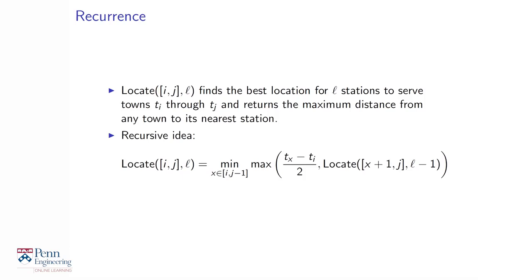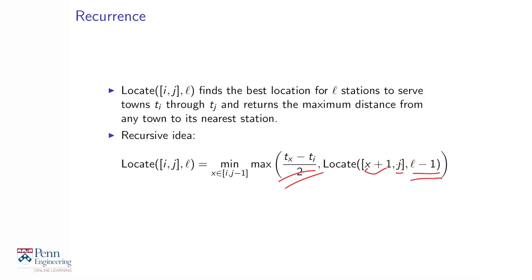Therefore, the distance from the first station to the furthest town is going to be (Tx minus Ti) over 2. Let me show you that here. This is the distance from the first station to the furthest town from it, because the first station is serving all the towns Ti through Tx. And we're going to put that first station right in the middle of these towns, and so this is going to be the distance. Once we've done that, the remaining L minus 1 stations must serve all the towns starting from town x plus 1, Tx+1, to Tj, because you have to serve all the remaining towns using the remaining L minus 1 stations.